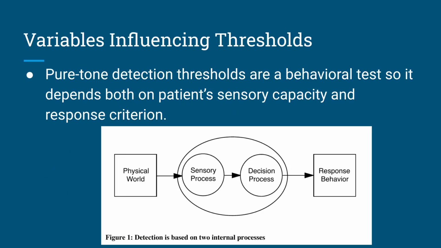So other variables that influence thresholds: pure tone detection thresholds are a behavioral test. So it depends both on patient sensory capacity and response criterion. So for the physical world, this represents the objective reality where a stimulus either is present or absent. In any environment, there is always background noise. The signal is the specific physical energy, like a pure tone or a speech stimulus, that is introduced into this noisy environment. We've got internal processes represented by the oval here.